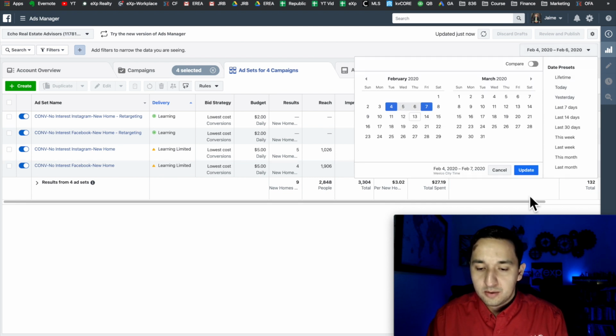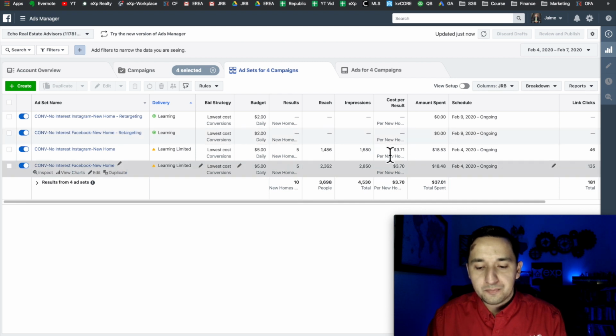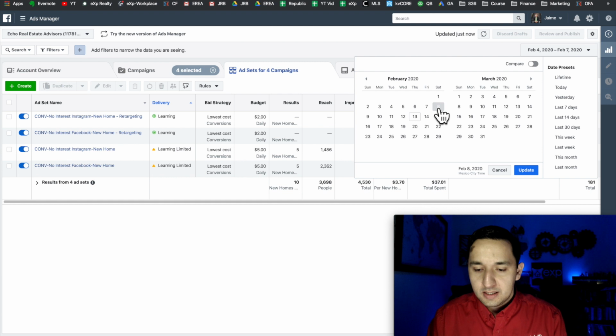All right, so going on to another day. This time we received another lead, so we have 10 leads, and our average cost per result was starting to increase, as you can see here. $37 all in for what we had spent for these 4 days.